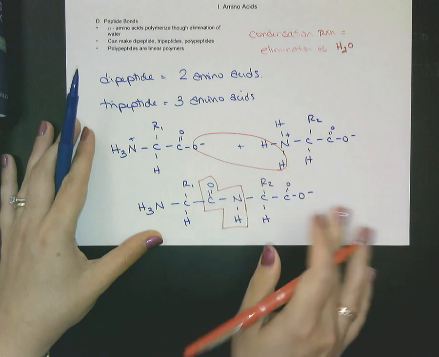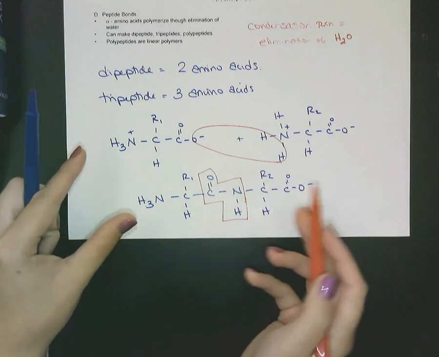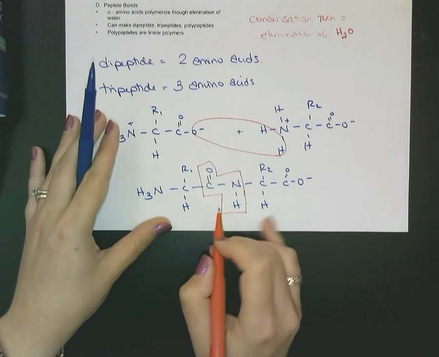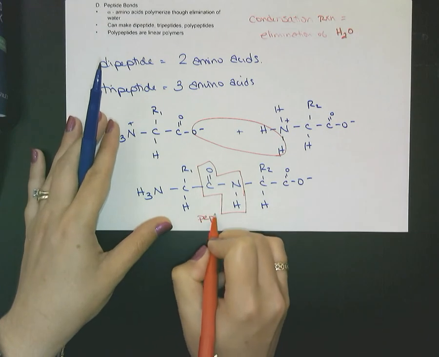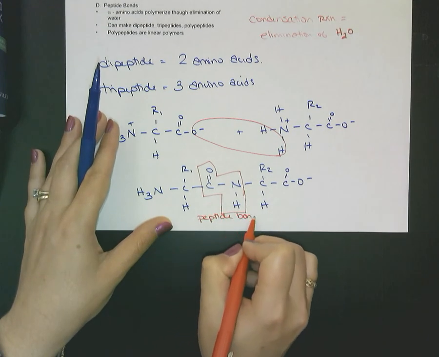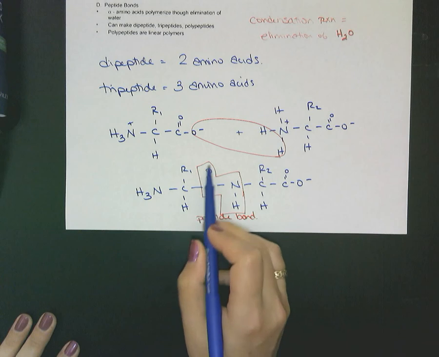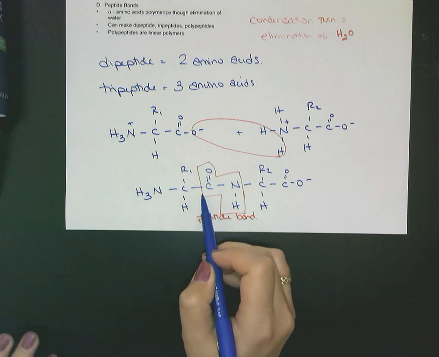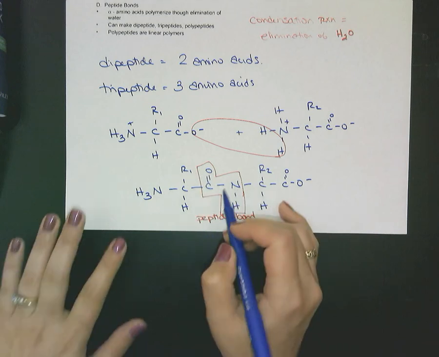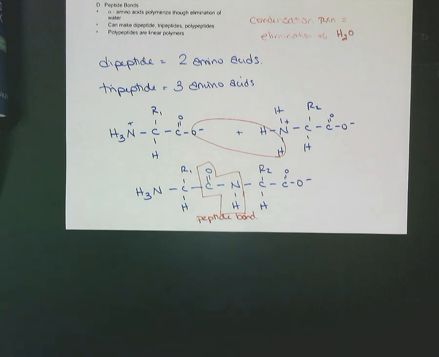You say R1? Yeah, sorry, just saying they're 2 different R groups. They could be the same R group. So this bond right here between what was this carboxylic acid and what was the amine, this guy right here is now called our peptide bond.